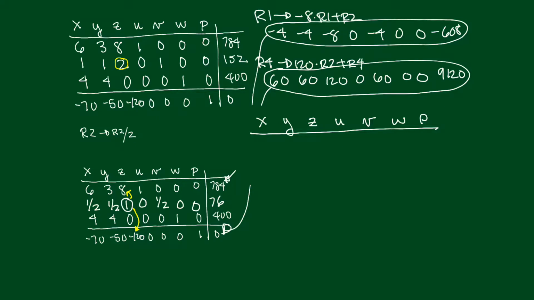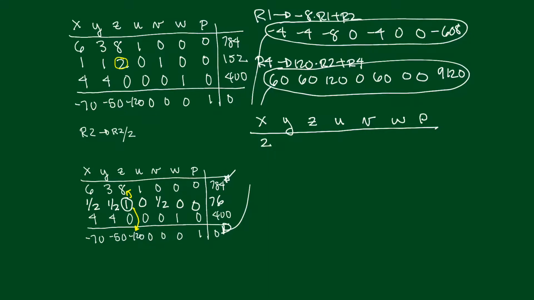Now, the current row 1 right here is going to get added to this row 1 up here. So what are we going to get here? Negative 4 and 6 is a 2. Then we're at negative 4 and 3 is a negative 1. Then we're at negative 8 and 8, that's the 0 we were looking for.